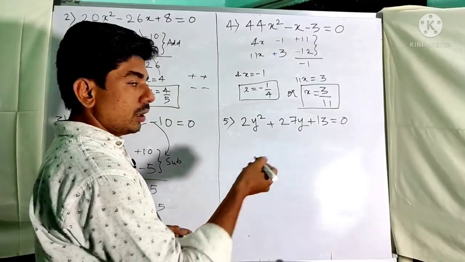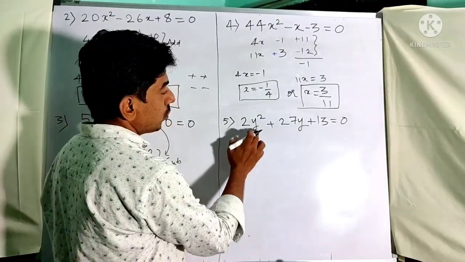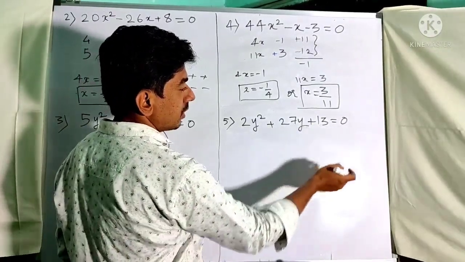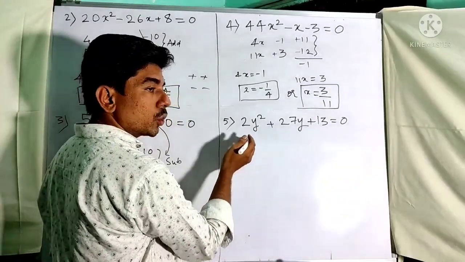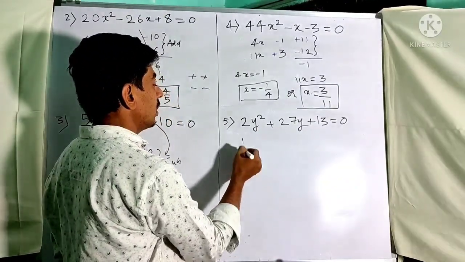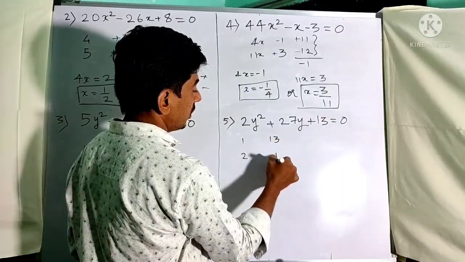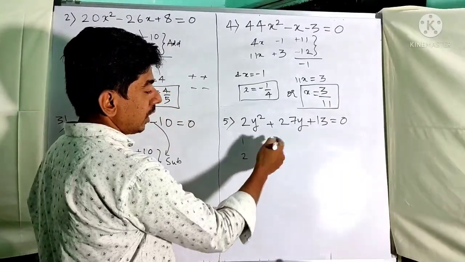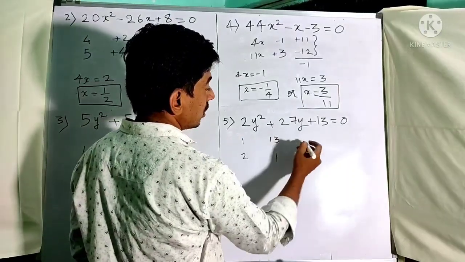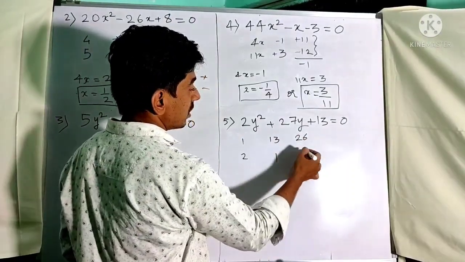Okay, next question is 2y square plus 27y plus 13 equal to 0. Here again we are going to take the factors. Here 1 into 2 will give you 2, and here 13 into 1 will give you 13. Again cross multiply them. 13 twos are 26, 1 one is 1.